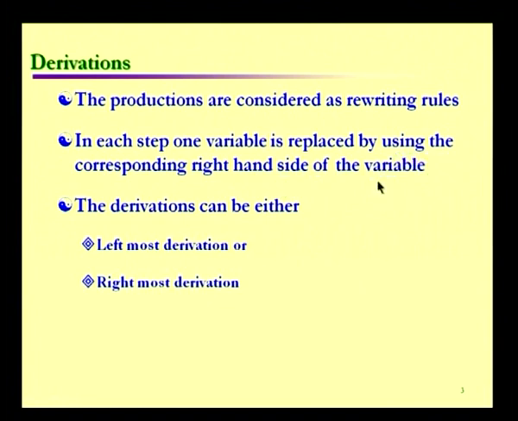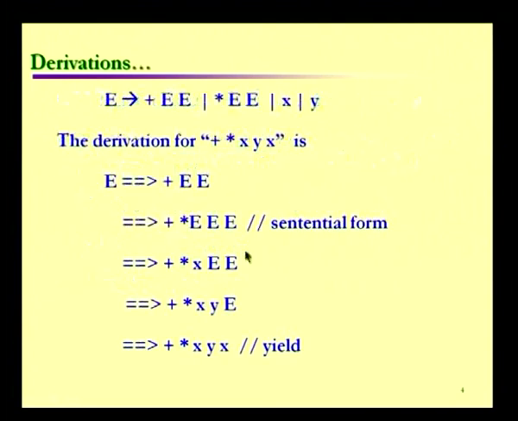Now, there are two types of derivations. One is called the leftmost derivation, and the other is called the rightmost derivation. Now look at this example of a derivation. We have a grammar here. E derives plus E E, or star E E, or x, or y. That is, any prefix expression is an operator followed by two prefix expressions. Plus is binary, and here once again star is followed by two prefix expressions, or it can be an identifier x or an identifier y.